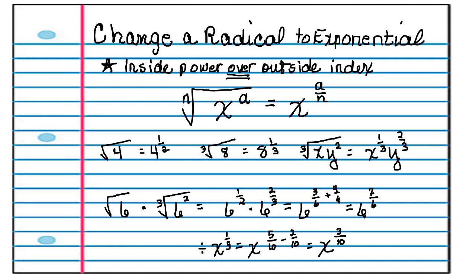We can now go same base times same base, we add the powers. So here I changed the fractions to have a common denominator of 6, 3 over 6 plus 4 over 6. And our final result would be 6 to the power of 7 over 6.